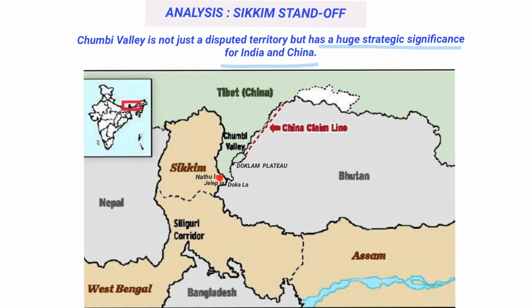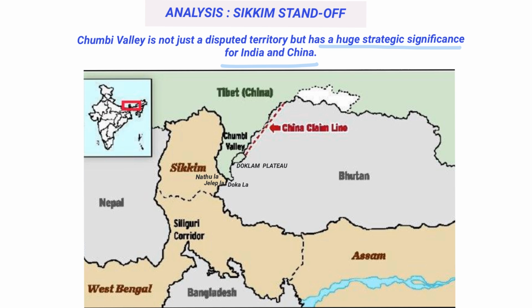This valley is very close to the Siliguri corridor. It's hardly 50 kilometers from this Siliguri corridor, which is also known as Chicken Neck. And this is very crucial as it connects the seven northeast states of India with the rest of the country. So from India's perspective, this disputed region provides a buffer to the sensitive narrow stretch of land known as the Siliguri corridor. So it's very important for India to safeguard this region, and for that this buffer region is very important.